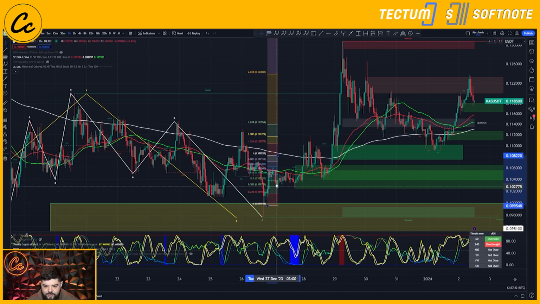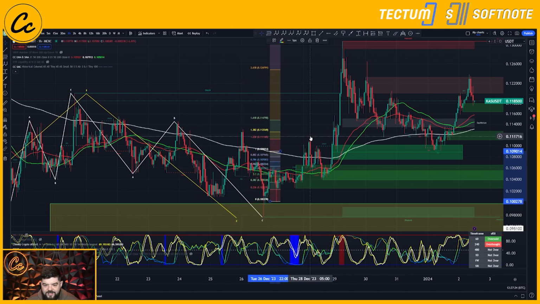We'll bring it over to its swing low, and we can see we did wick just higher than the 1.236 here of 11.1. Not quite hitting the 1.382, so in my opinion we do look like we have W, X and Y going on here, coming on back down.